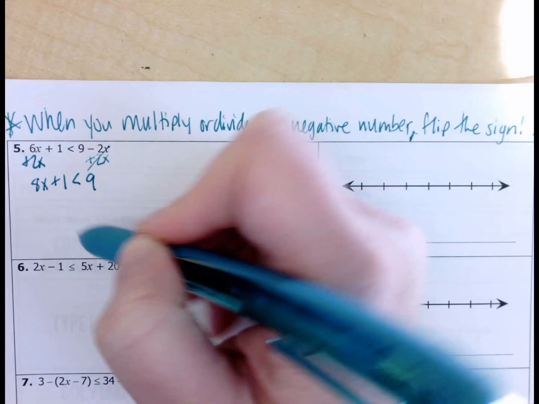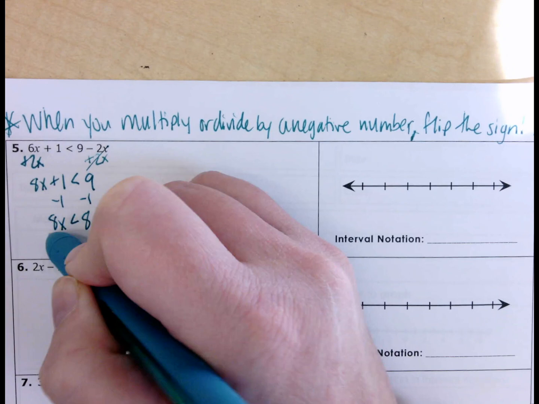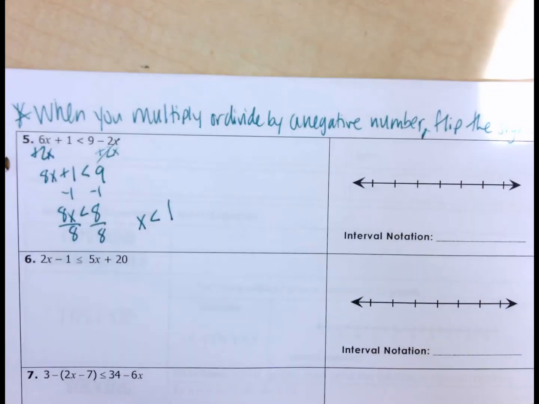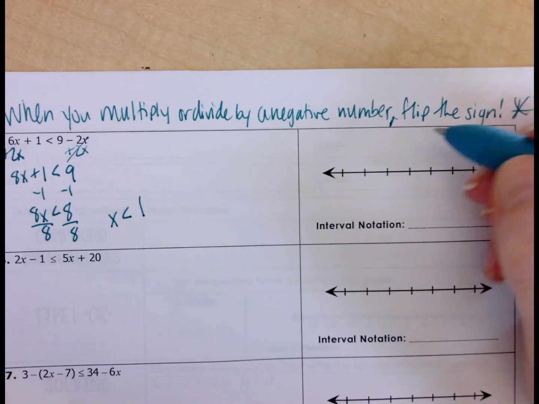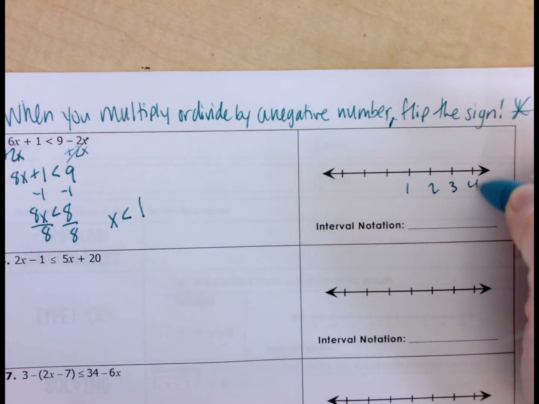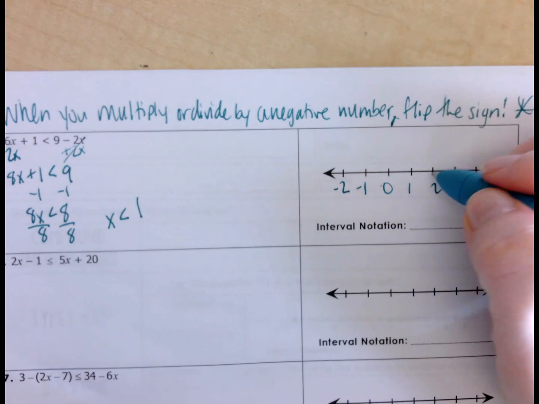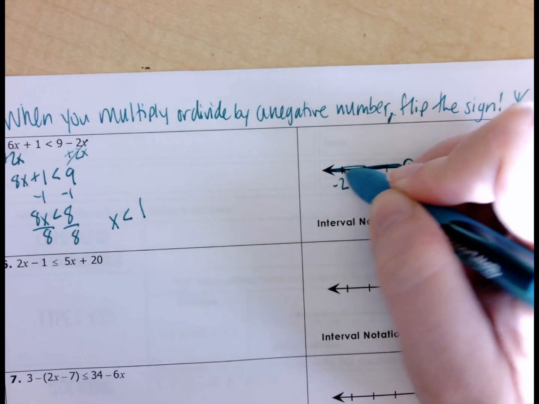Then the next step I'm going to do is solve. So I subtract 1, and I have 8x is less than 8, and then I divide by 8 and x is less than 1. So now I need to do my graph and my interval notation. So I'm going to create my graph here. It is an open circle since it's not equal to, and we want everything less than that, so we're going to go to the left.